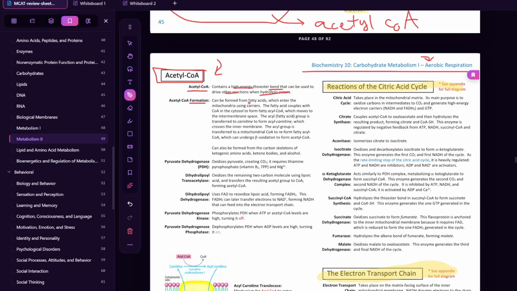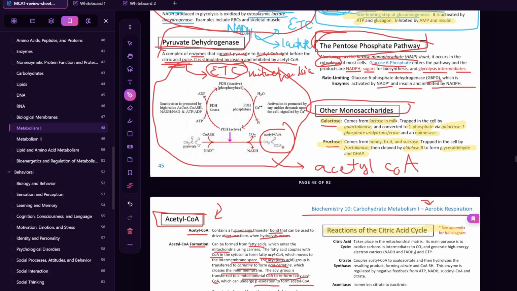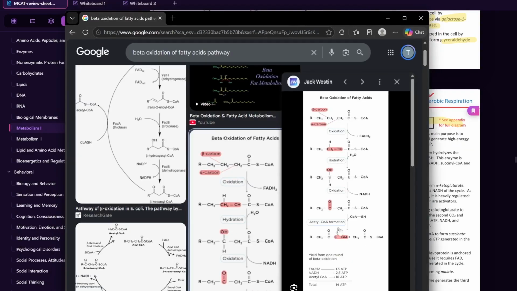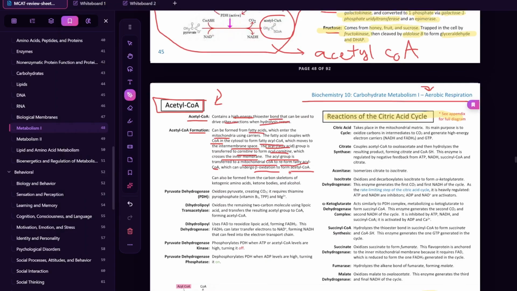You can form it from fatty acids, which enter the mitochondria. Fatty acid couples with CoA in the cytosol to form fatty acyl-CoA, which moves into the intermembrane space. The acyl group is transferred to carnitine, forming acyl-carnitine, which crosses the membrane. The acyl group is then transferred to a mitochondrial CoA to reform fatty acyl-CoA, which undergoes beta oxidation to acetyl-CoA. Beta oxidation of fatty acid is described in this image here. So you've got to start memorizing a lot of pathways, right?